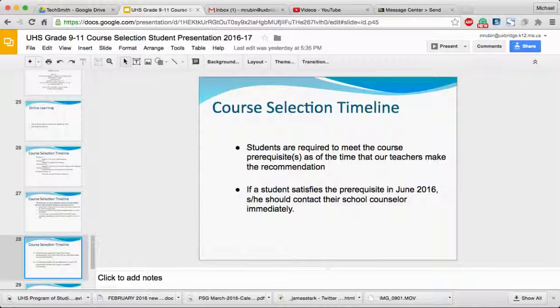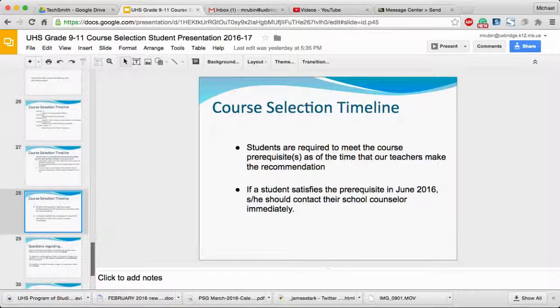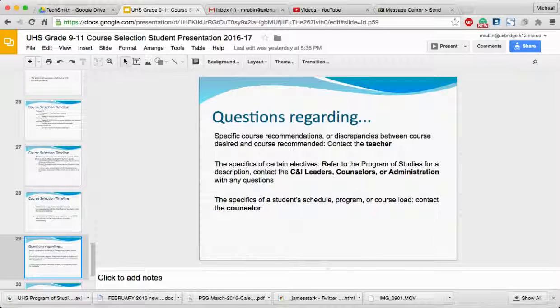The only reason we would change something is if a student fails a class that is a prerequisite or meets a prerequisite and wishes to change a course selection. Otherwise, we will consider those course selections locked. If students have questions regarding specific course recommendations, we ask them to contact the teacher.